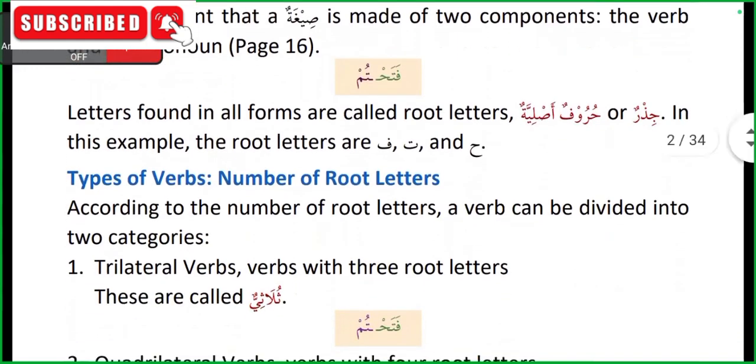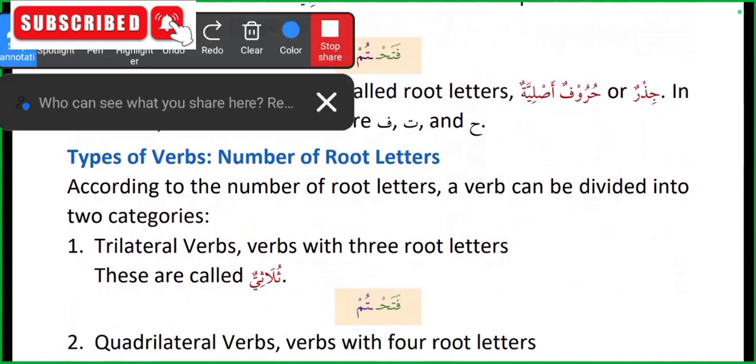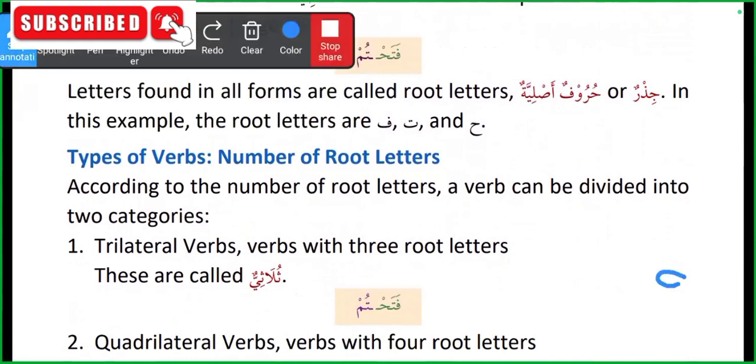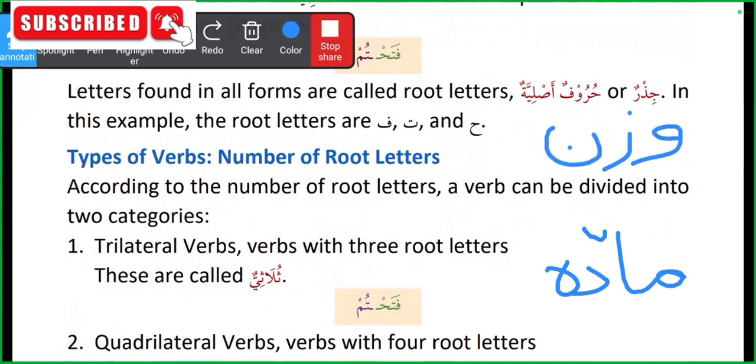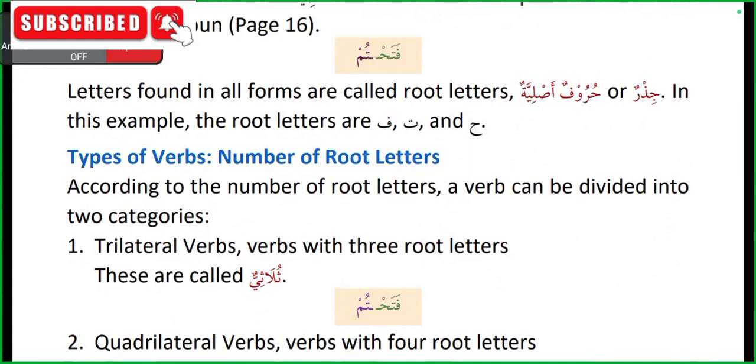So we have explained in detail the concept of root letter, what we call maddah, the root letters, the material of the word, and the wazn. So wazn is the standard form for any of the ism or fi'l, and maddah is the 3 letters or 4 letters that we have as what we call root letters. Let's move on.